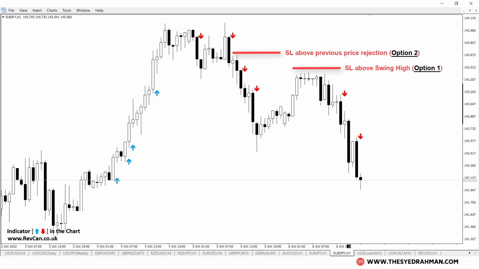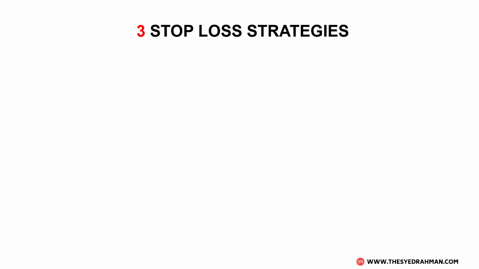This stop loss strategy is not ideal for scalping. Usually, swing traders and position traders use these types of stop losses, as you can leave your trades for a much longer period of time. Now let's move into our third and final strategy to set an effective stop loss, which is a very important and interesting one.